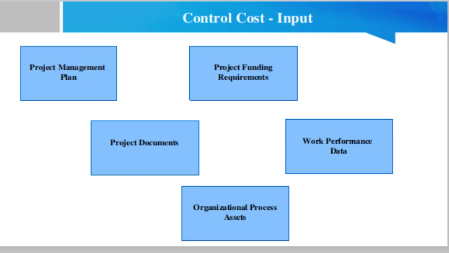Examples of project documents that can be considered as input for this process include but are not limited to the lessons learned register. Lessons learned registered earlier in the project can be applied to later phases in the project to improve the cost control. Then work performance data. Work performance data contains data on project status, such as which costs have been authorized, incurred, invoiced and paid. Then organizational process assets. The organizational process assets that can influence the control cost process include existing formal and informal cost control related policies, procedures and guidelines.